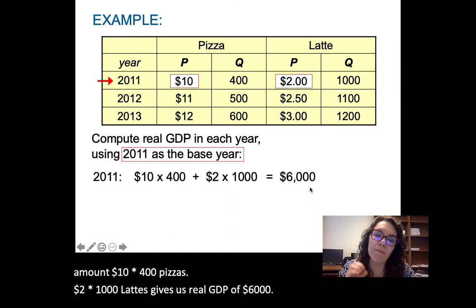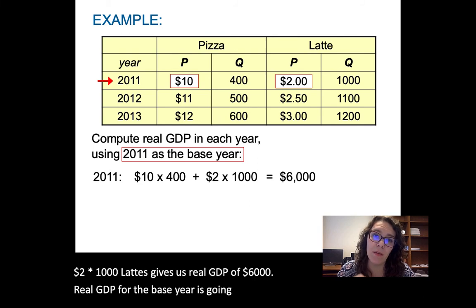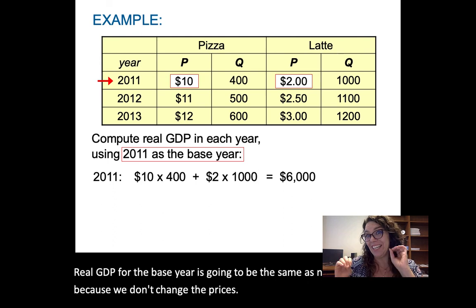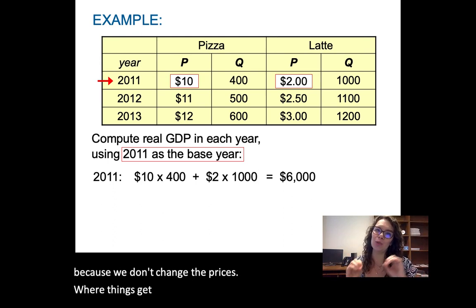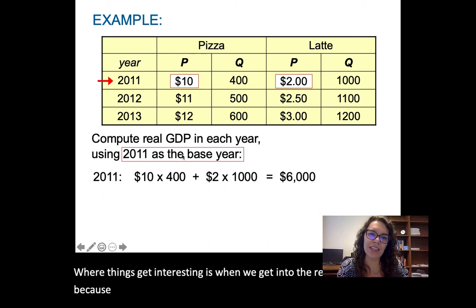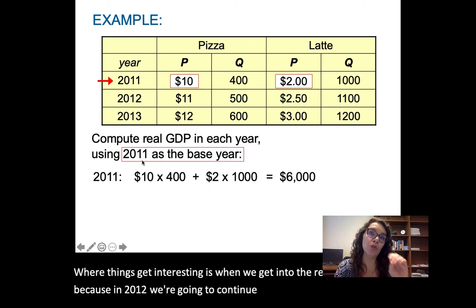Real GDP for the base year is going to be the same as nominal GDP because we don't change the prices. Where things get interesting is when we get into the real GDP for 2012. Because in 2012, we're going to continue to use those 2011 prices and the current year quantity.